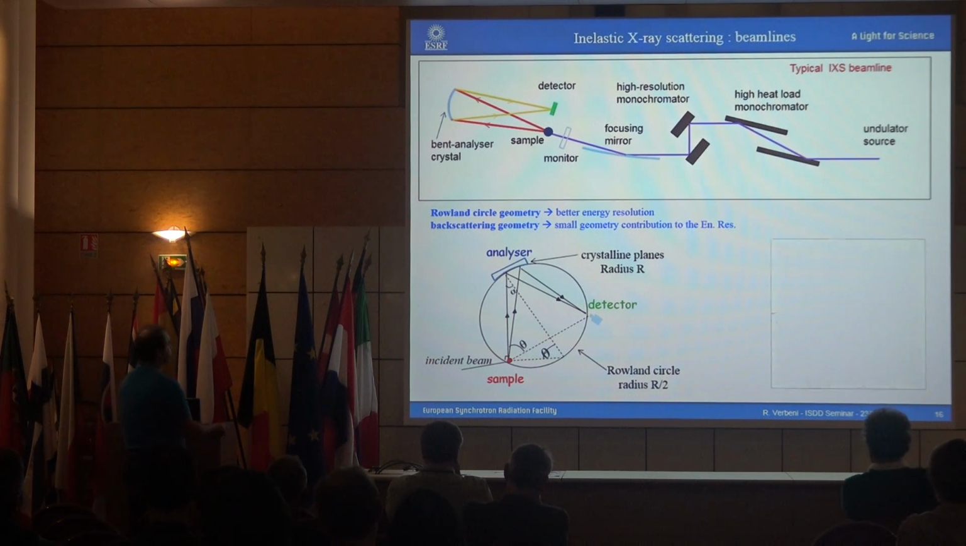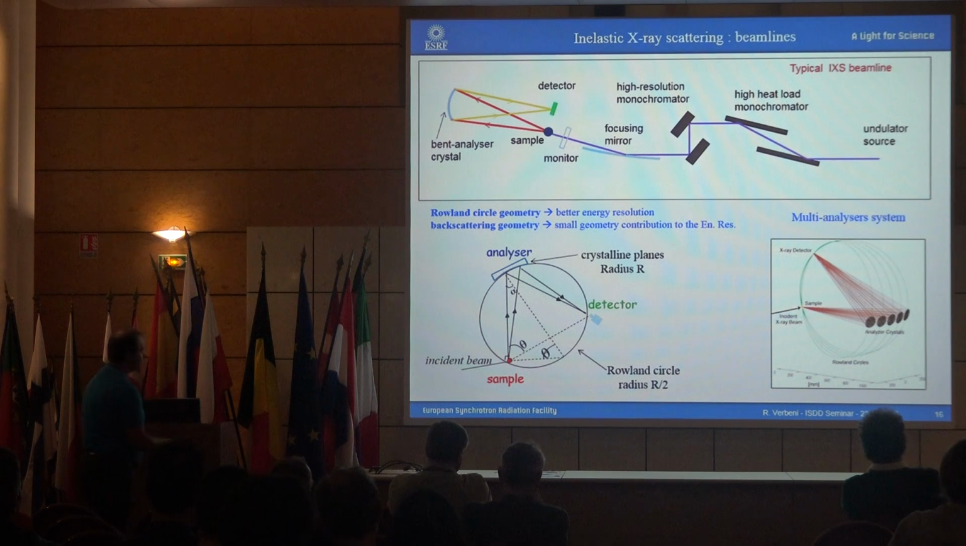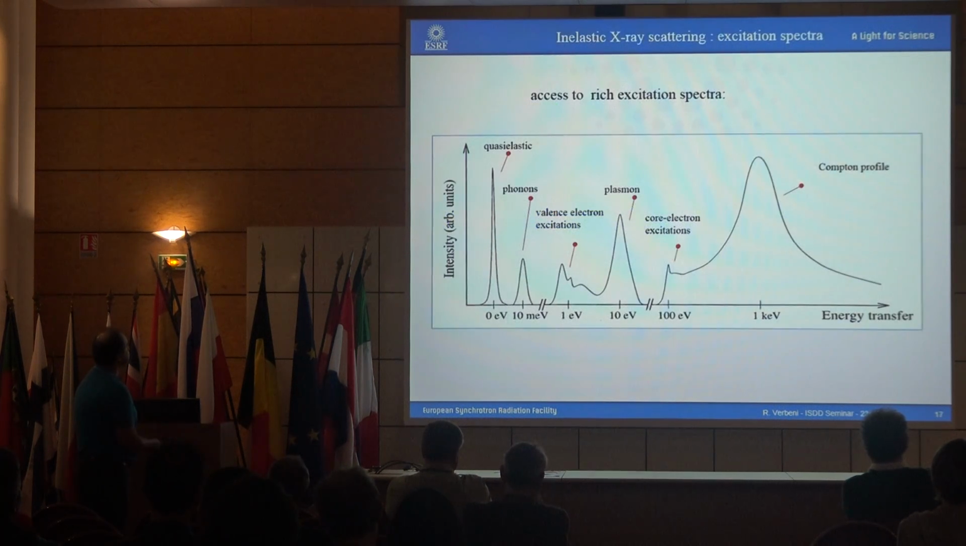If you are smart, you can put your sample and your detector on several of these Rowland circles. You can build a multi-analyzer system. So this is a sort of collection of all the excitation spectra you can reach with inelastic scattering technique and with these analyzers.